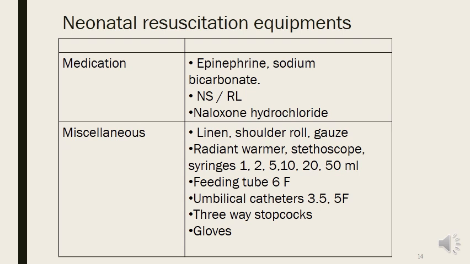And the medications are epinephrine and sodium bicarbonate, NS or RL, naloxone hydrochloride, and the miscellaneous items are linen, shoulder roll, gauze, radiant warmer, stethoscope, syringes of 1, 2, 5, 10, 20, 50 ml, feeding tubes of 6 French, umbilical catheters 3.5, 5 French, and 3-way stopcocks and gloves. So these are the equipment we need for neonatal resuscitation.